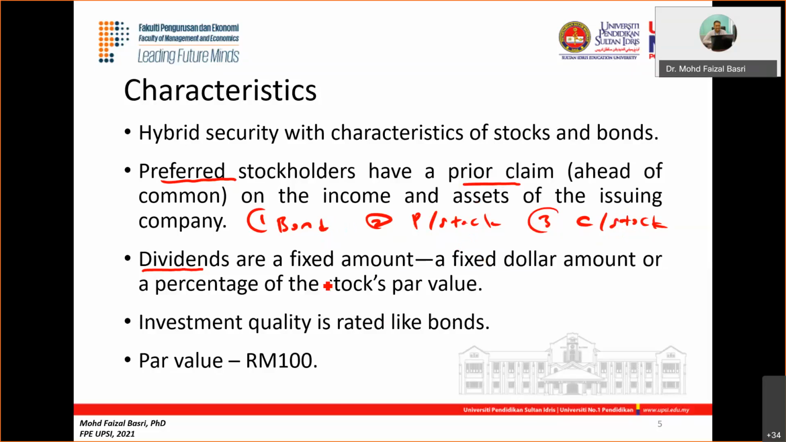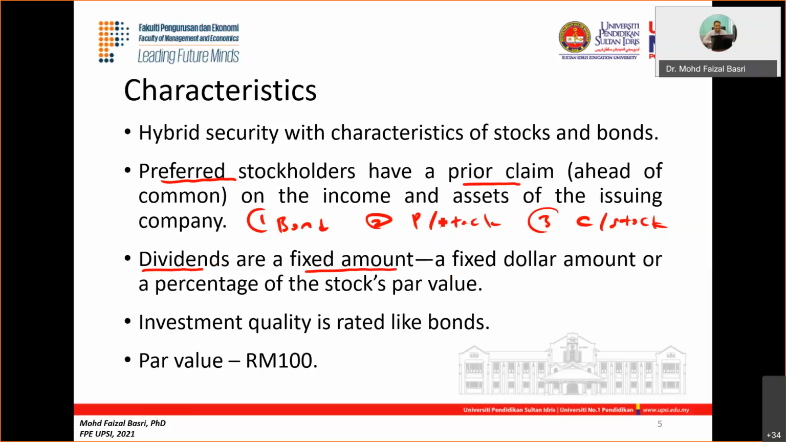Now we talk about the dividends. If you remember bond, they have a fixed coupon. Meaning as an investor, if you invest in bond, the returns will be fixed. This is one similarity of preferred stocks together with the bond, whereby the returns, now in the form of dividends, will be a fixed amount.